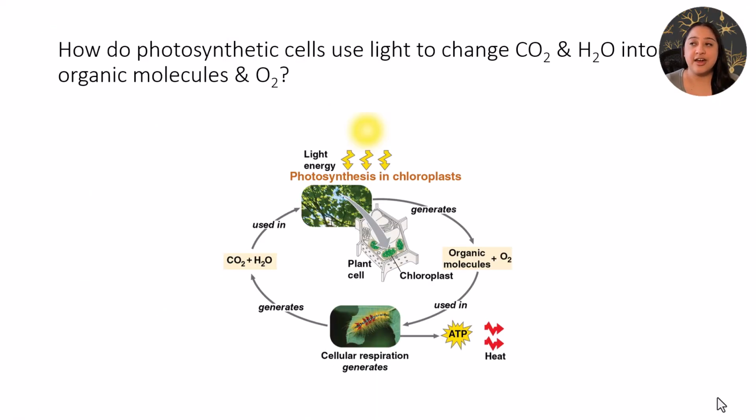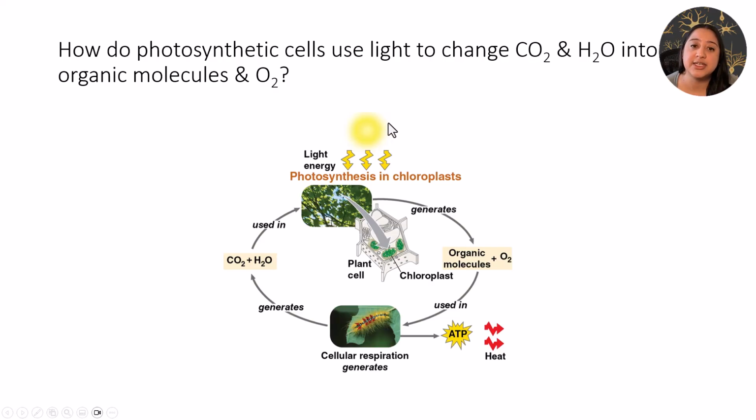Again, I mentioned how cellular respiration and photosynthesis tie really neatly together. So how do photosynthetic cells use light to change carbon dioxide and water into organic molecules and oxygen? It's through photosynthesis.